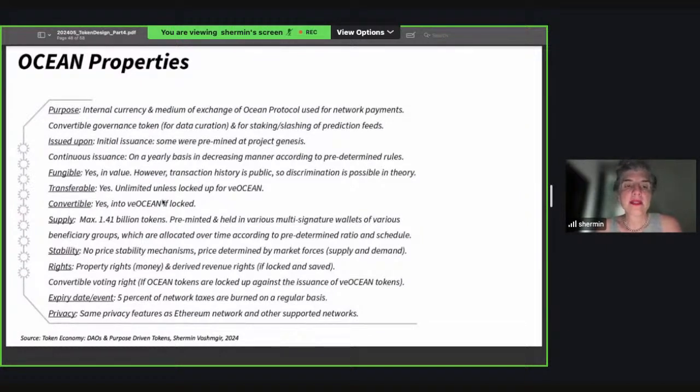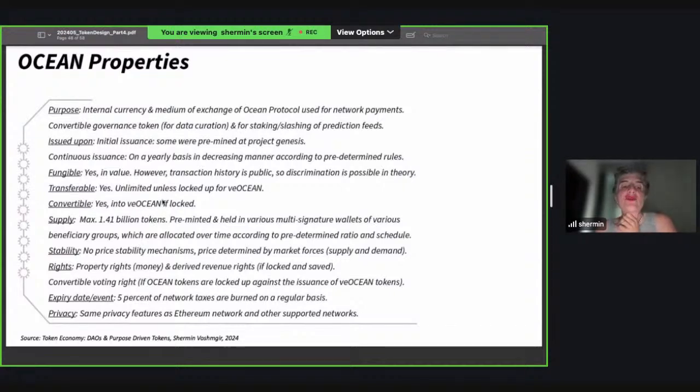Supply was limited to 1.41 billion tokens. It was, as I said, pre-mined, held in various multi-sig wallets for various beneficiary groups, which are all allocated over time according to the predetermined ratio and schedule. Ocean token was designed without a stability mechanism, which means that the price is determined by market forces, supply and demand on internal and external markets.